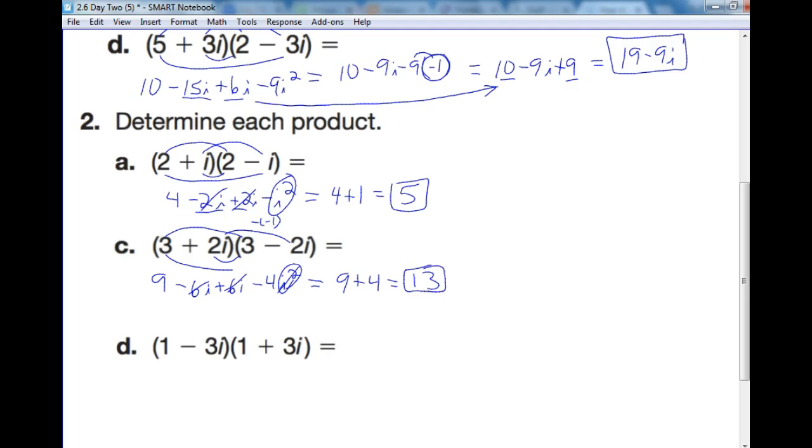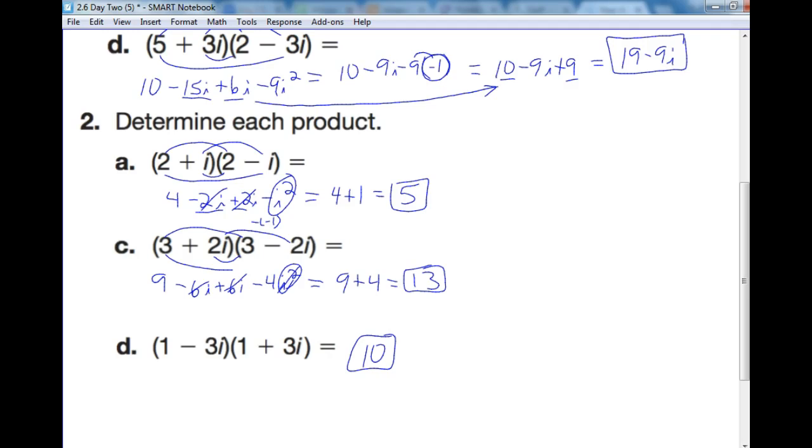What did you get for letter D? Somebody give me what you got for D. Anybody get one? 10. Did anybody else get 10? Answer there is 10. You're going to multiply it the same exact way.